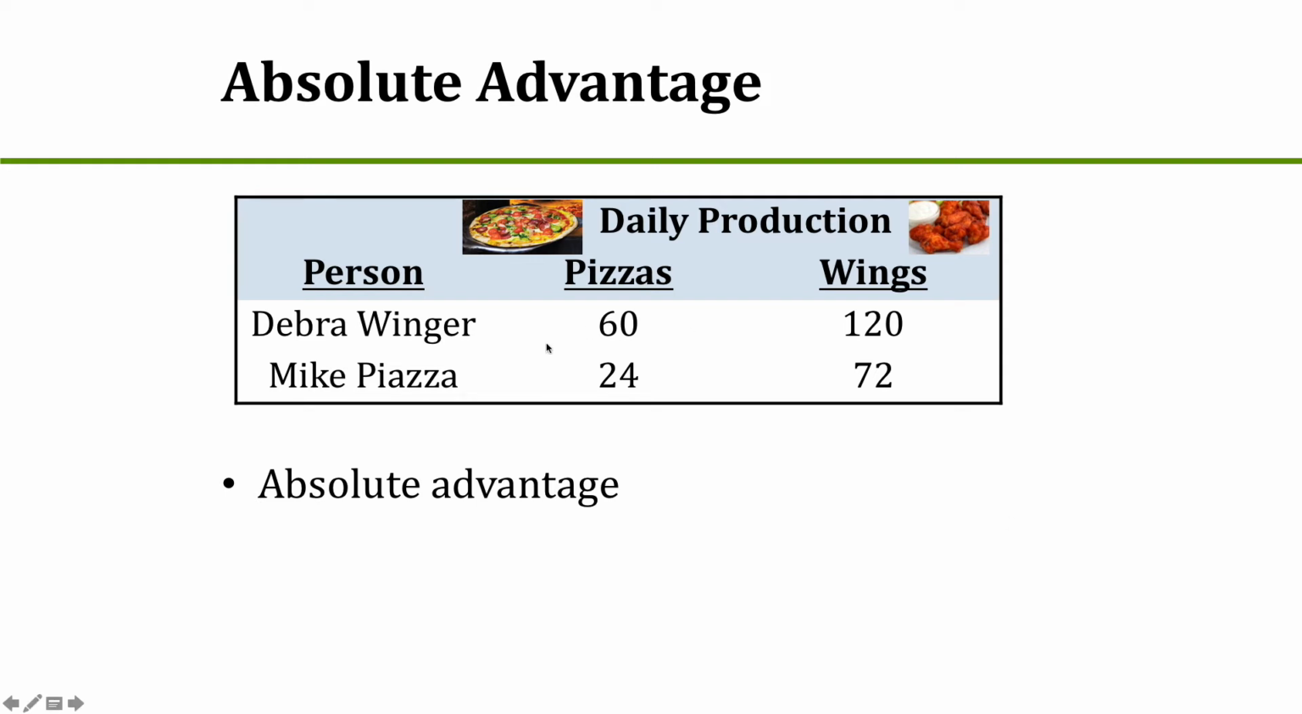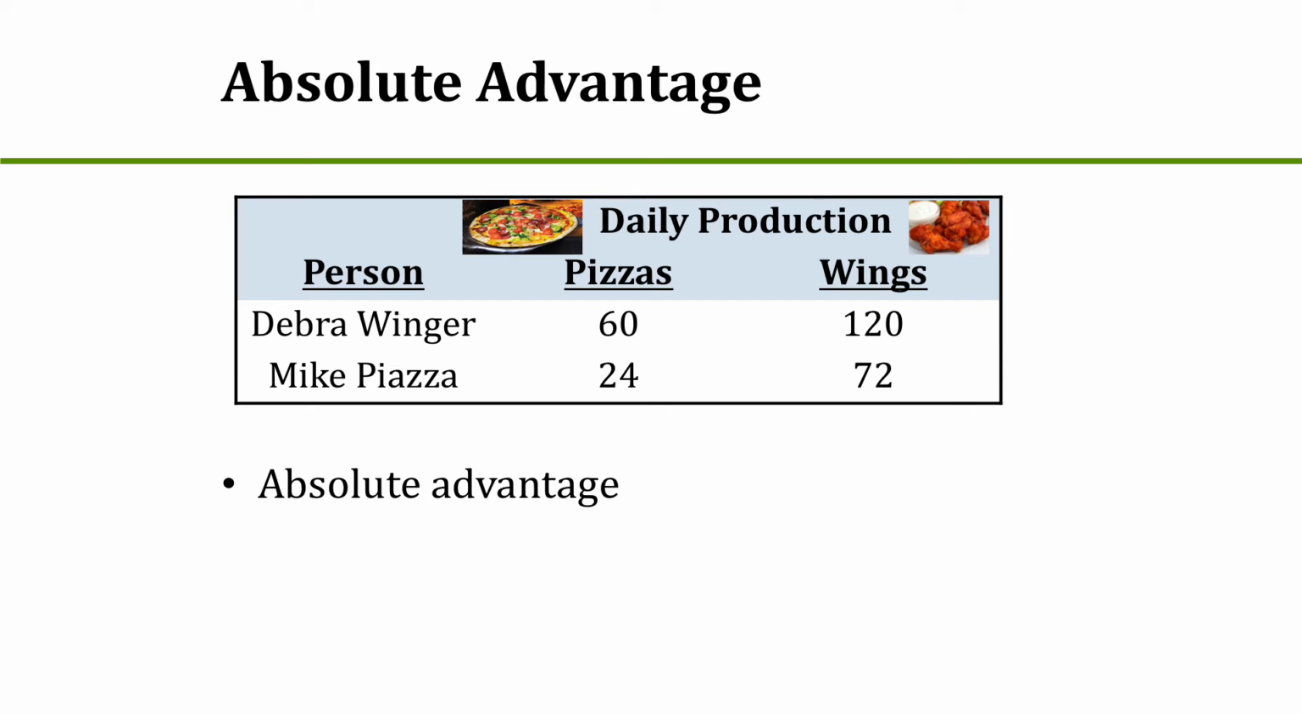And as you can see, the production numbers are given for each of them. Deborah Winger produces 60 pizza and 120 wings, Mike Piazza is producing 24 pizza and 72 wings. And the technology and resources, of course, are fixed for both of them.